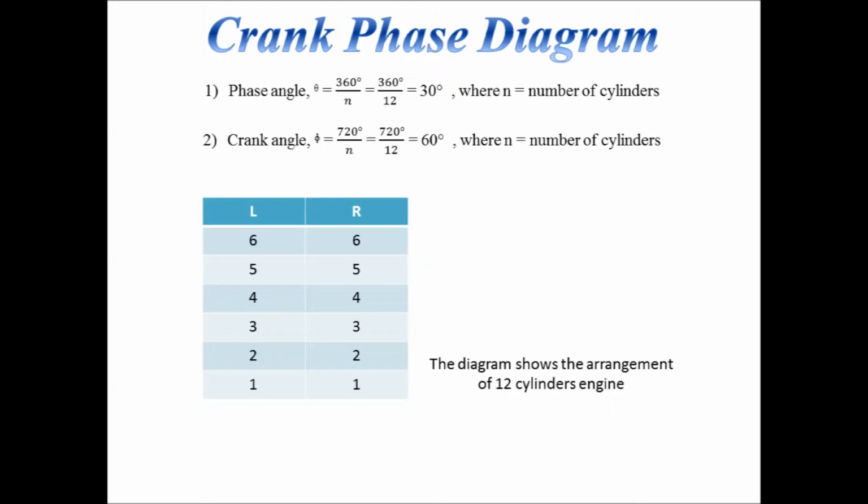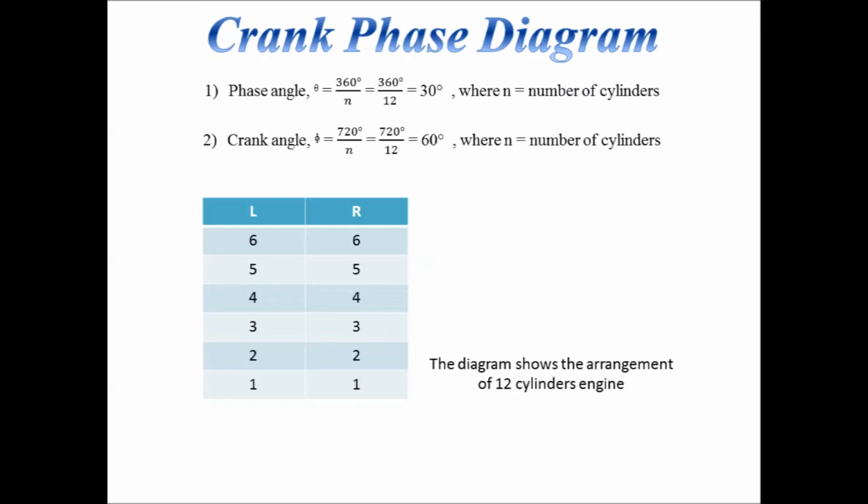Now I'm going to explain the crank phase diagram of a V12 cylinder engine. First of all, we must find the phase angle and the crank angle. Phase angle is the angle of each cylinder with respect to the first cylinder. Usually the first cylinder is used as the reference point. To obtain the phase angle, we calculate 360 divided by n, where n is the number of cylinders. In our case, we are using 30° as the phase angle.